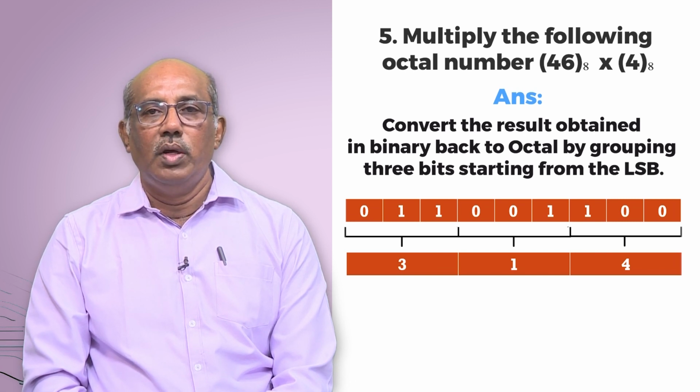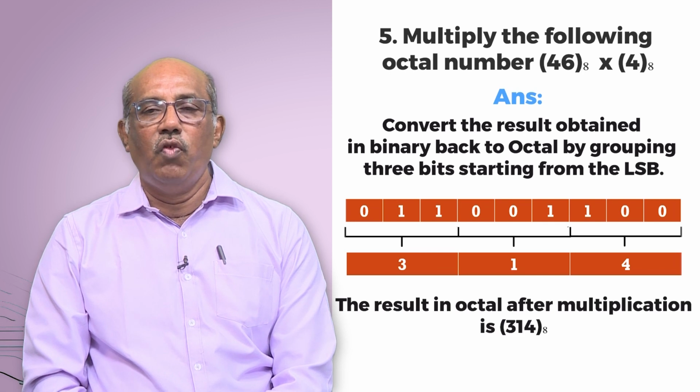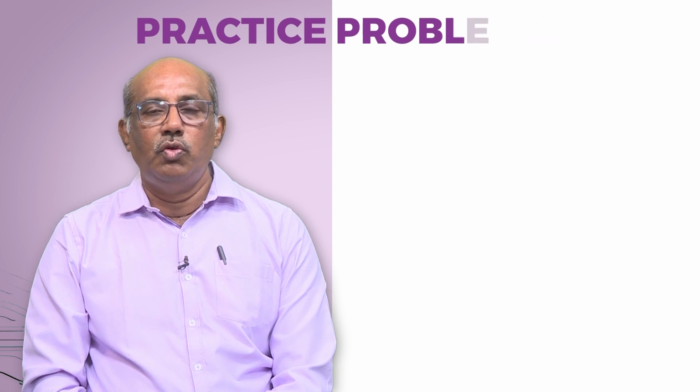So, we have got 100, which is the number 4, then we have got 001, that is the number 1, and 011, that is the octal number 3. So, we have got 314 as the final result of multiplying the two octal numbers, 314 in octal number system. Now, we will go to the practice problem 2.